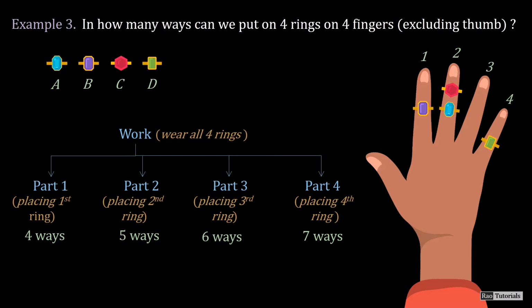By the product rule of the counting principle, the total number of ways is 840. So there are 840 different ways in which we can put on 4 rings on 4 fingers. Try doing this problem yourself, making placement choices for rings in your own way.